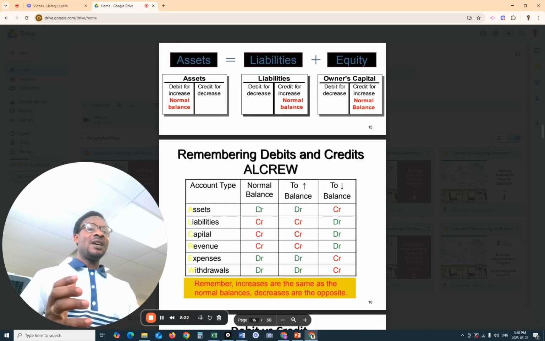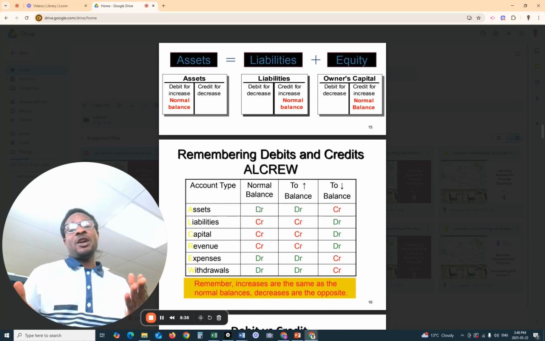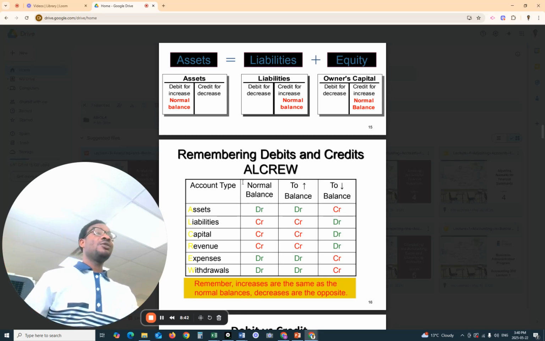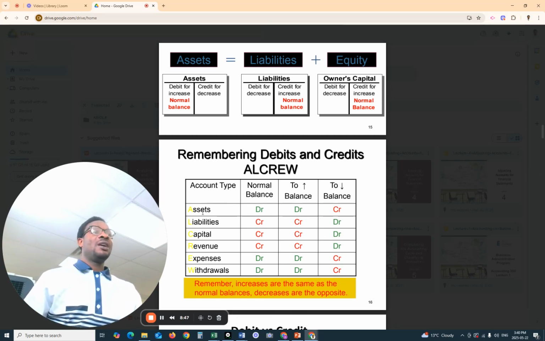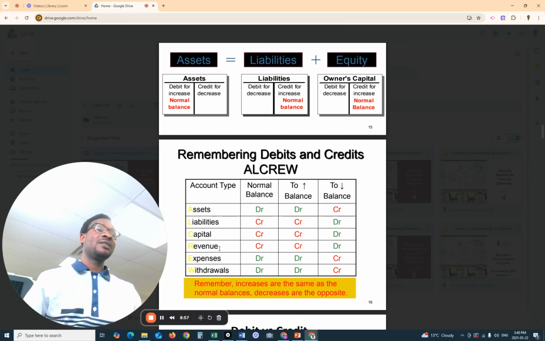So there's this acronym. We have three acronyms that we'll talk about that can help us to know which side the entry should be. So one is ALL CREW. ALL CREW is an acronym to show the items. Asset is debit, liabilities is credit, capital or equity is credit, revenue is credit, expenses is debit, and withdrawals debit.